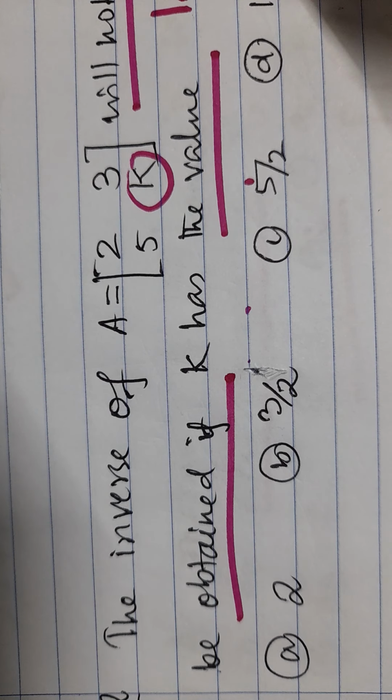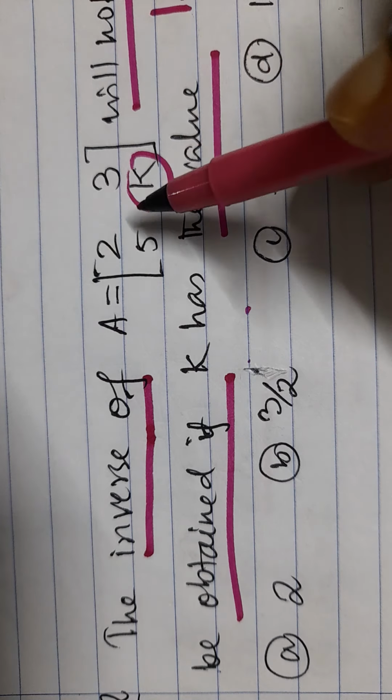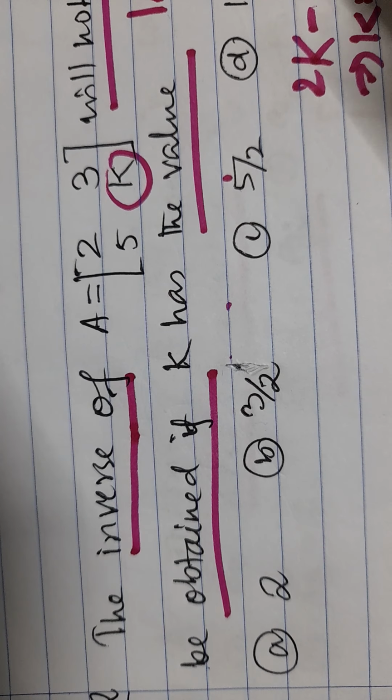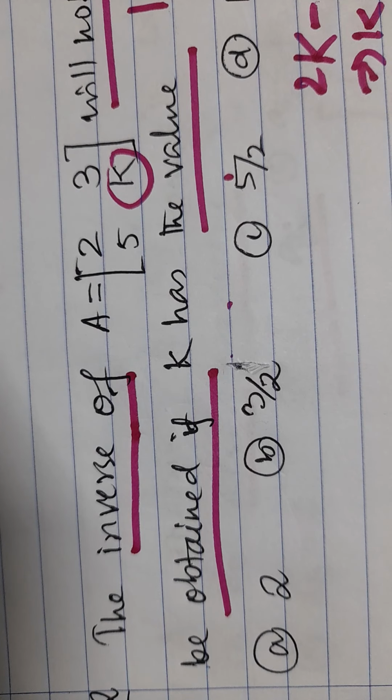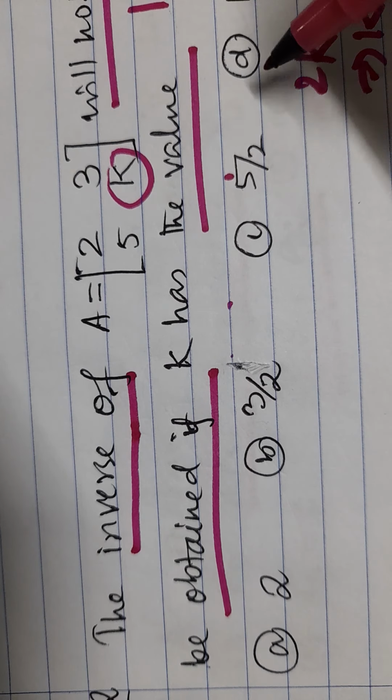If it is a non-singular matrix, we will get the inverse, and a singular matrix will not have an inverse. So in case of singular, the value of the determinant should be 0. That means 2k minus 15 is equal to 0, so k is 15 by 2. If k is 15 by 2, the matrix will be singular, and in that case we will not get the inverse. It should be non-singular, that is determinant not equal to 0, then the inverse exists. So be careful. The correct option is D.